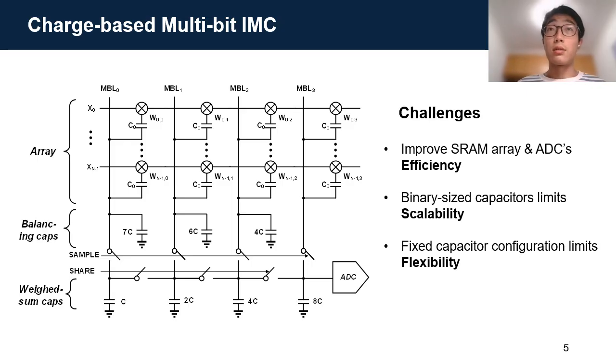In this circuit, there are several challenges. First, we need to improve the area and the energy efficiency of SRAM array and ADC. Second, the scalability is limited by the binary sized capacitor, since it's only 4-bit weight, but when it comes to 8-bit weight, it is very difficult to achieve in the circuit. Third, the flexibility is limited by the fixed capacitor configuration. Say I want to implement 2-bit weight in this 4-bit circuit, then half of the circuit will be left unused.